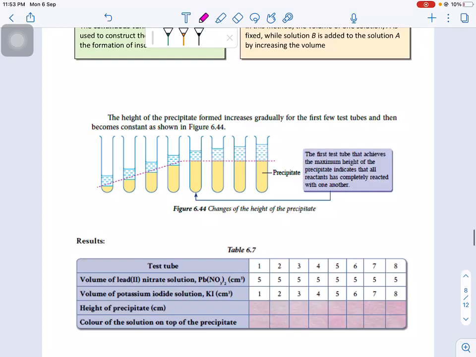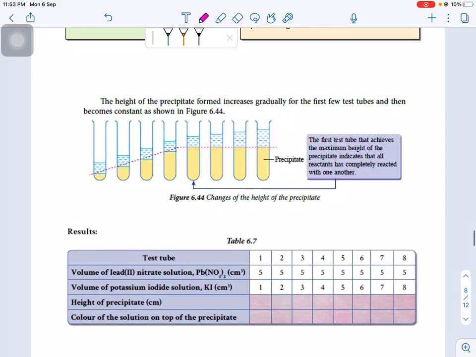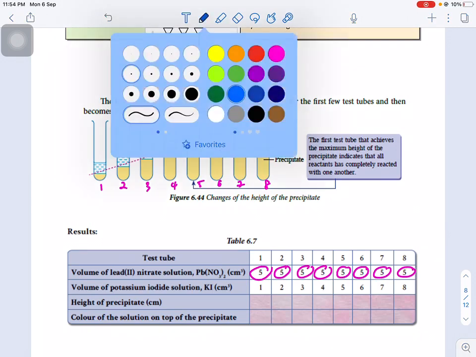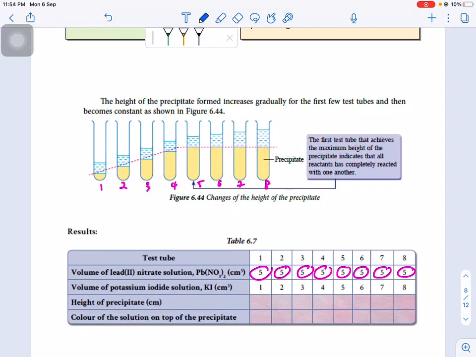Let's say, to make it easier for you to understand, we have 8 test tubes. Test tube 1, 2, 3, 4, 5, 6, 7, 8. In all these 8 test tubes, we put the same volume of lead(II) nitrate, all 5 cm cube. And then for the second substance, which is the potassium iodide, in the first test tube we put 1 cm cube, in the second test tube we put 2, 3 and so on until 8. Meaning the volume of potassium iodide increases, the more and more.